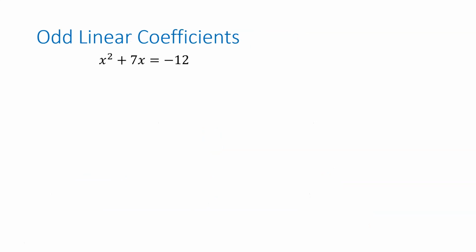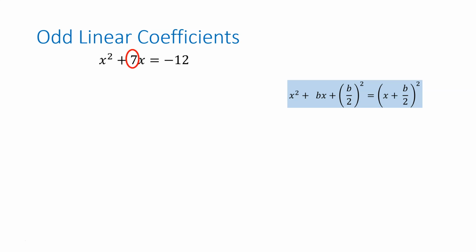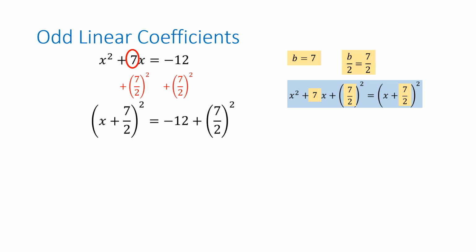Let's do an example with an odd linear coefficient. We start with x squared plus 7x equals -12. We compare it to the perfect square pattern in the blue box. In this equation, b equals 7 and b over 2 is 7 halves. When we plug those values in, we get x squared plus 7x plus 7 halves squared equals x plus 7 halves in parentheses squared. According to this pattern, we can add 7 halves squared to both sides and write the left-hand side as a perfect square.